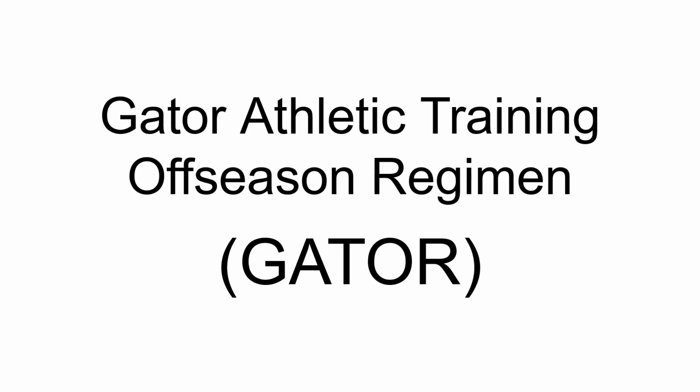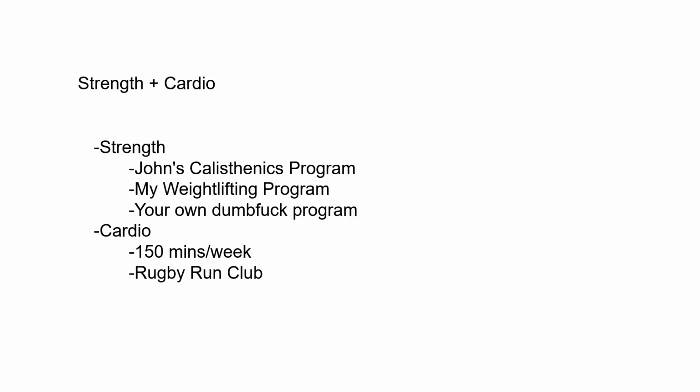So all that comes from determined and consistent effort through the off season, and that's going to be through strength training and cardio. There's lots of options for strength. You can do John's calisthenics program that he made for us. I'll share it later. This is something that you can do in your hotel room on vacation. It's something that you could do in your own room or outside if you don't have equipment. I also made a weightlifting program that I'll talk about later. This is if you have access to a gym.